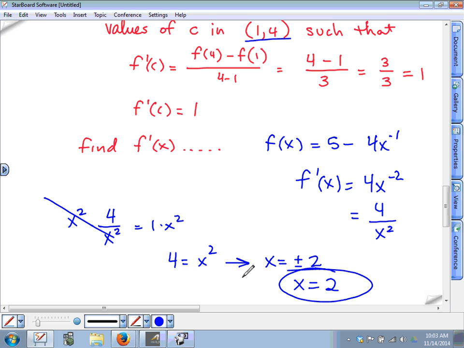But that doesn't make sense. Oh yeah, it does, because you take 2 and plug that back into the derivative, the slope of the tangent line touches c, the end of the secant.